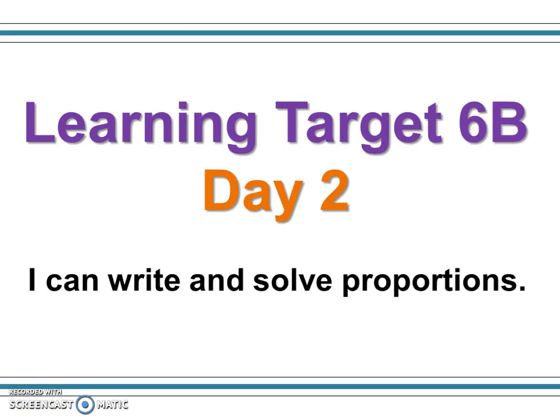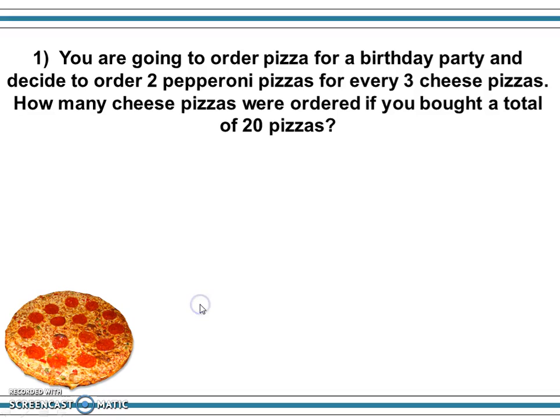Alright, we are on day 2 of Learning Target 6B, and we are continuing to write and solve proportions. Alright, so let's look at this first example here. You're going to order pizza for a birthday party and decide to order 2 pepperoni pizzas for every 3 cheese pizzas. How many cheese pizzas were ordered if you bought a total of 20 pizzas?